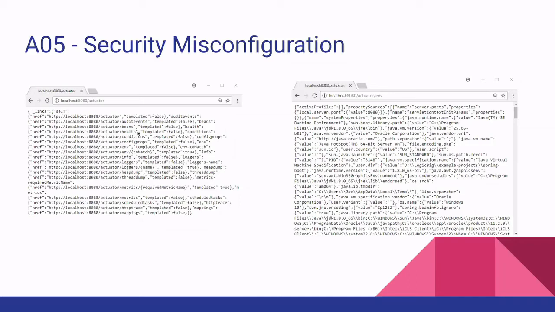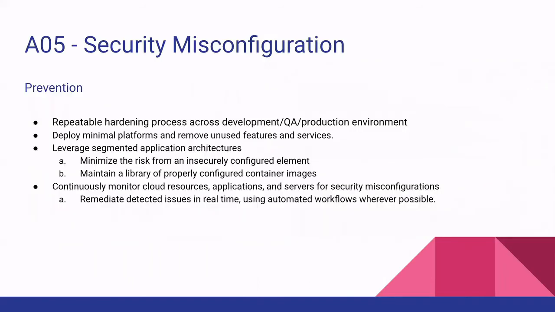Similarly, you need to disable all this for any third party framework that you use. It's not related to just Spring Boot, but any framework, any library, or any third party product like a database. Default things should always be disabled. So this is some of the prevention that we just talked about. You need to have a hardening process which is applied across the development, QA, and production environments.